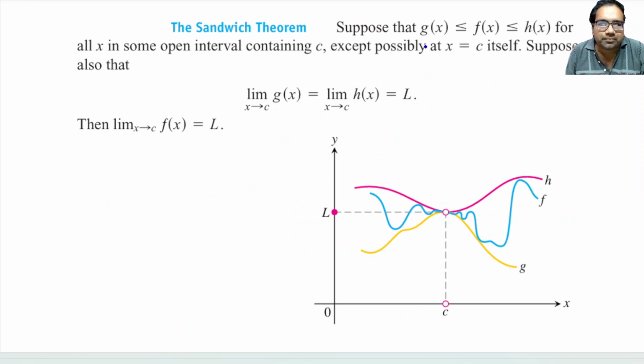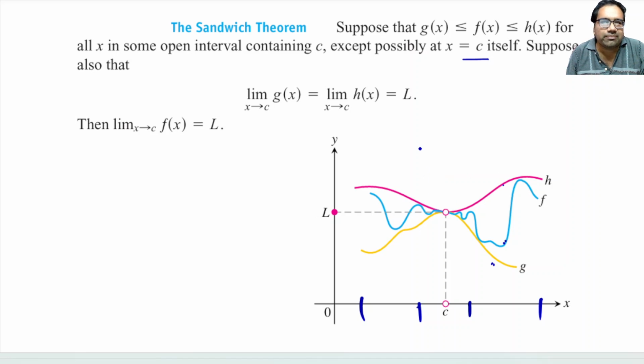What does this theorem say? Let's say there are three functions: g of x is less than or equal to f of x, which is less than or equal to h of x, for all x in some open interval containing c. There is some c, and within an open interval around this c, except possibly at x equal to c, we don't need to know what happens at that point. For all the other points, if this function is less than or equal to this, which is less than or equal to this, we don't need to know the exact values. Overall, this one should be in between this and this.